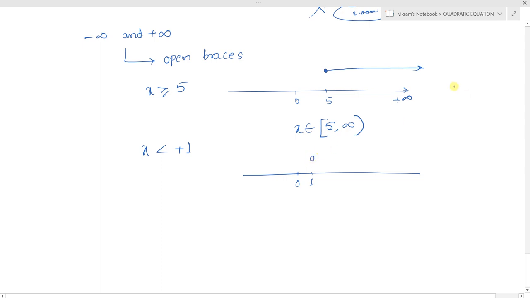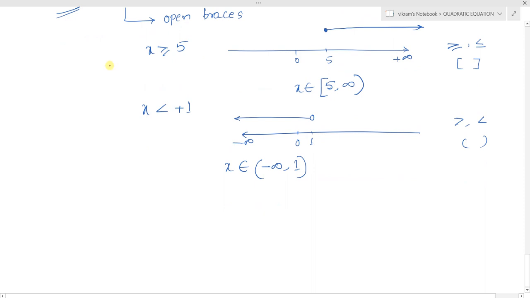Always, I am telling you again: greater than or equal to, less than or equal to. Whenever the equal to condition has come, use the closed bracket. Only greater than or less than, use the open bracket. So now it is less than 1, that means an open bracket, and it goes to minus infinity. From minus infinity to 1, we can write this as x belongs to (minus infinity, 1). 1 is not included, it is less than, and minus infinity is an open bracket. The important note here: minus infinity and plus infinity are represented with open brackets.